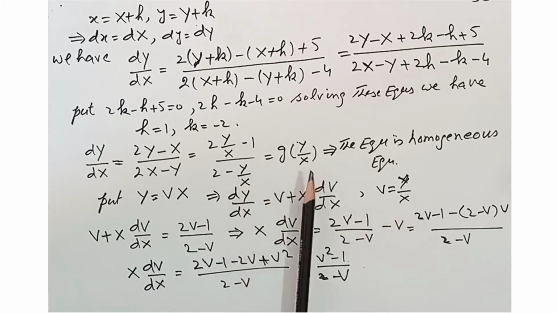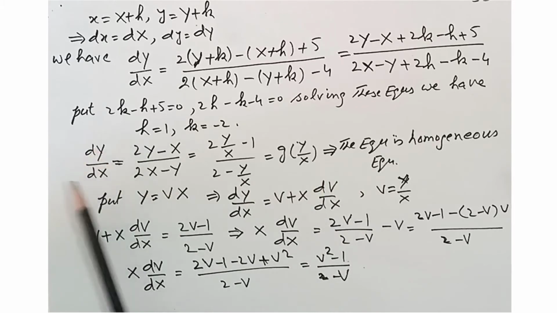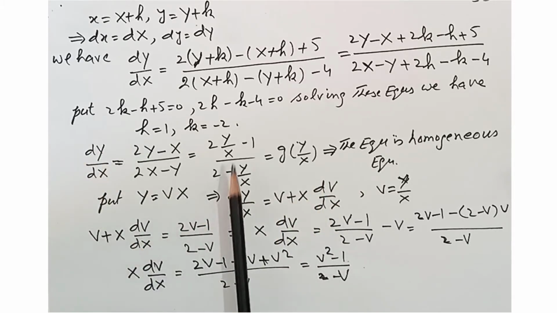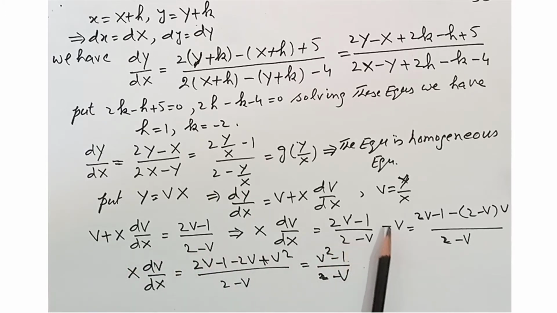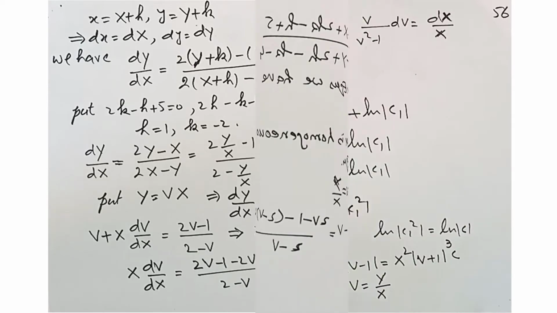In place of dy by dx, we put v plus x dv over dx, and in place of y by x, we put v. This becomes 2v minus 1 over 2 minus v. And take this v to the other side, and after simplification we have this. So x dv by dx equals 2v minus 1 minus 2v plus v square, and they will cancel. So we have v square minus 1 divided by 2 minus v.